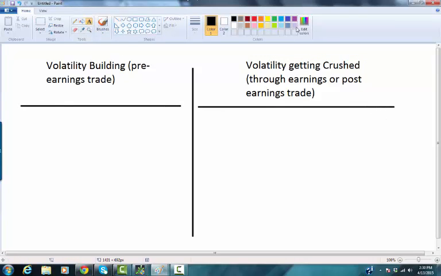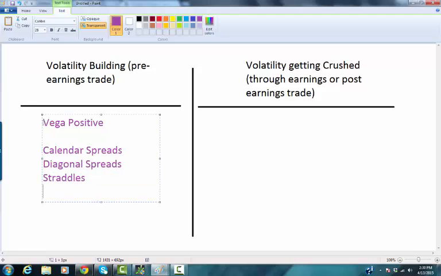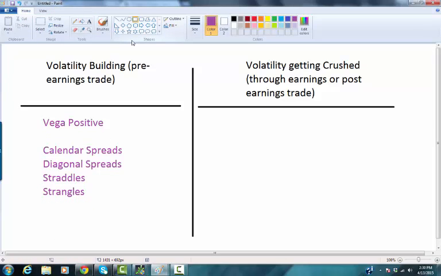Volatility building, we're going to call that, you want Vega positive. So strategies that are Vega positive: calendar spreads, diagonal spreads, straddles, strangles. The most common one that you see people doing, and this is actually taught in the Options 2 class, is a straddle. And all a straddle is, and we're going to go through it in just a minute, is where you buy options hoping that the volatility builds enough for you to make money on it going up or down. Now, this is thought of as a pre-earnings trade because you tend to get into it 2 to 6 weeks in advance when the volatility is at a low point.